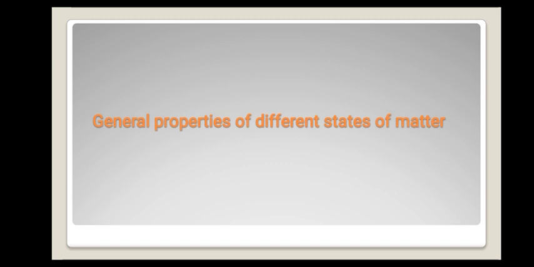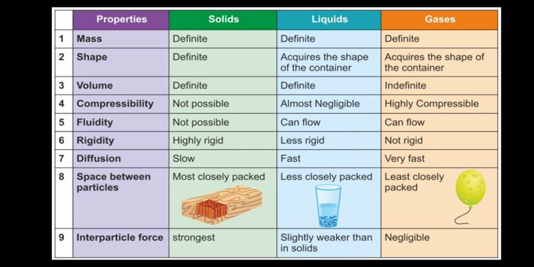Now we are going to talk about their general properties in reference with their mass, shape, volume, compressibility, fluidity, rigidity, diffusion, space between particles, and intermolecular force. Let's start. Now you are seeing a comparison table. There are three states of matter: solid, liquid, and gases.